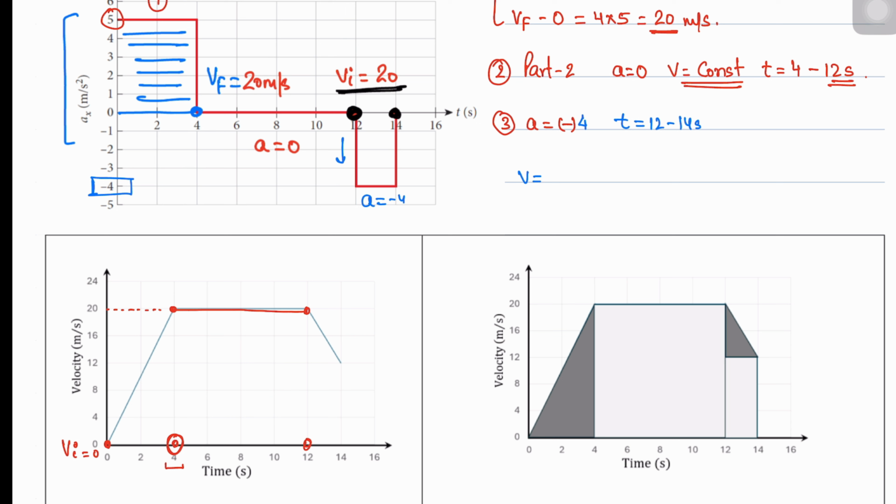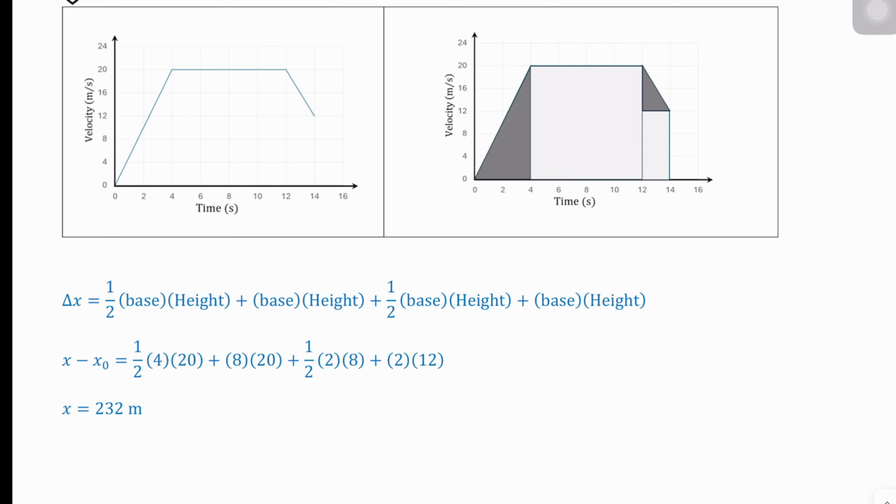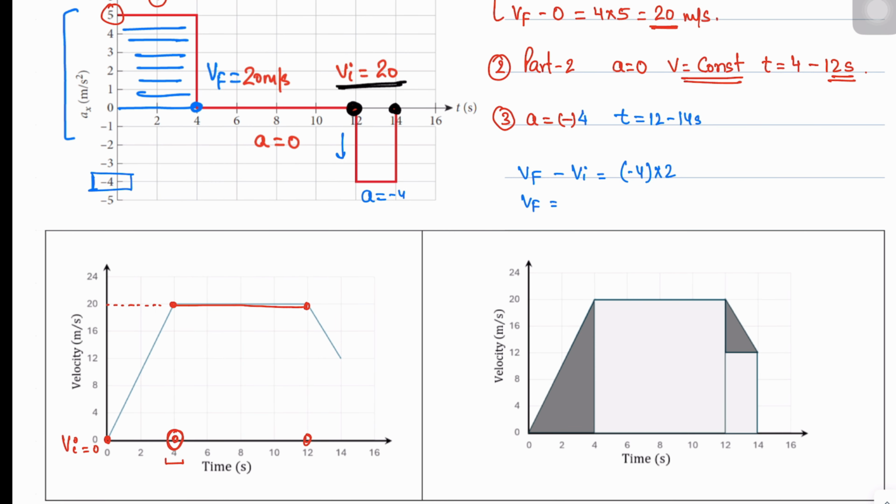So we can say V final minus V initial is equal to, we already solved this part, negative 4 multiply 2. So V final is, we already solved in the previous part, yes, plus 12. Or you can just solve from here also, minus 20 equals minus 8. So V final is plus 12 meter per second. So you can see we are stopping at 12.